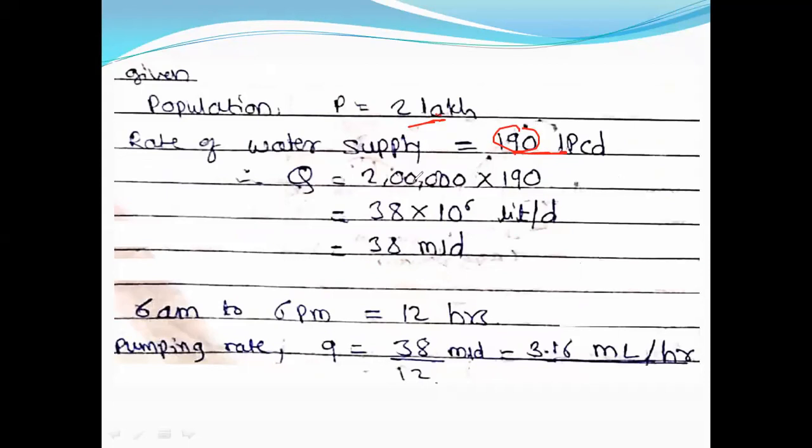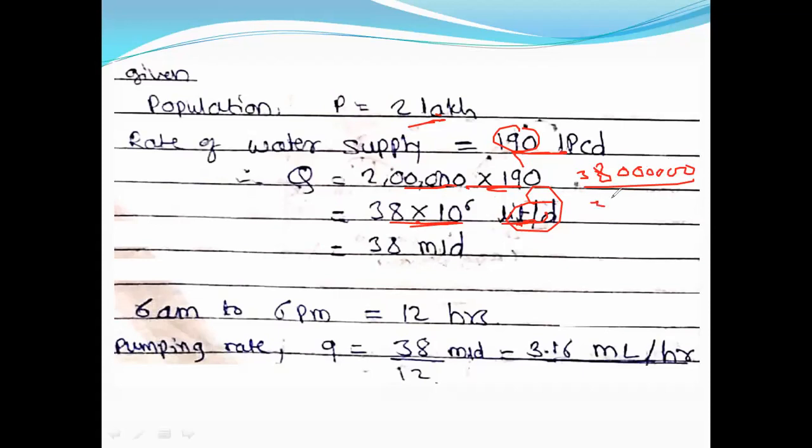So we have to multiply this 2 lakhs by 190. Then you will get the total discharge in liters per day. Okay. So do the multiplication of this. 38 into 1, 2, 3, 4, 5, 6, 0. Right. Yes, 38 million. It will be like this.